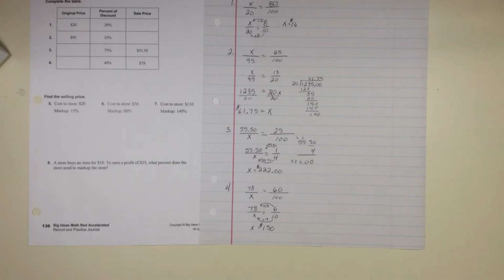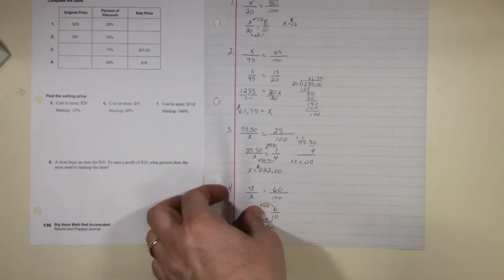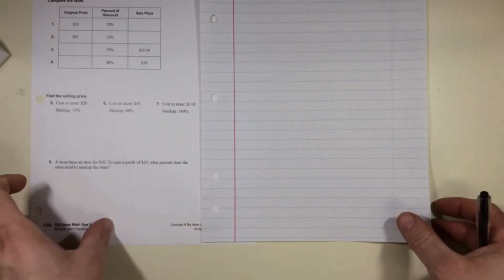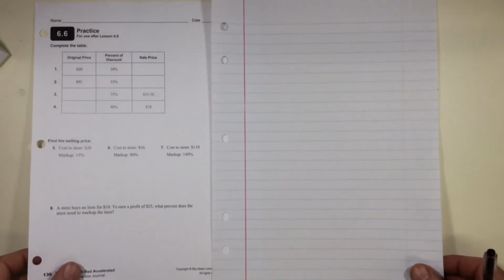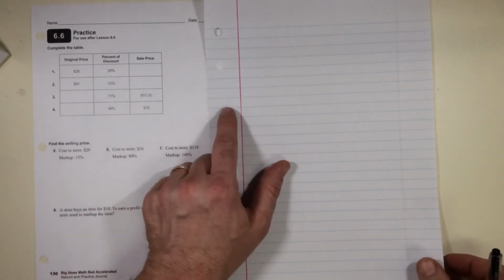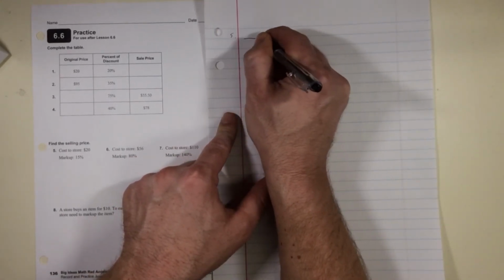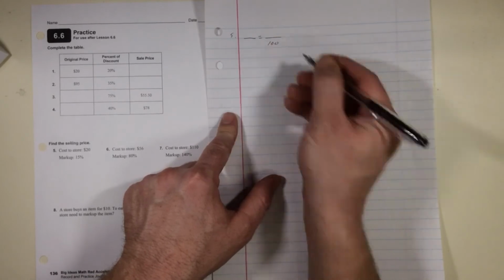This one is a little different because it's a markup, not a discount. A markup, remember, means a store is adding to the price. A store buys something, then they add to the price, mark it up for us, so they can make some money and pay their employees and whatnot. So we use the same thing, number 5. Line equals line over 100.